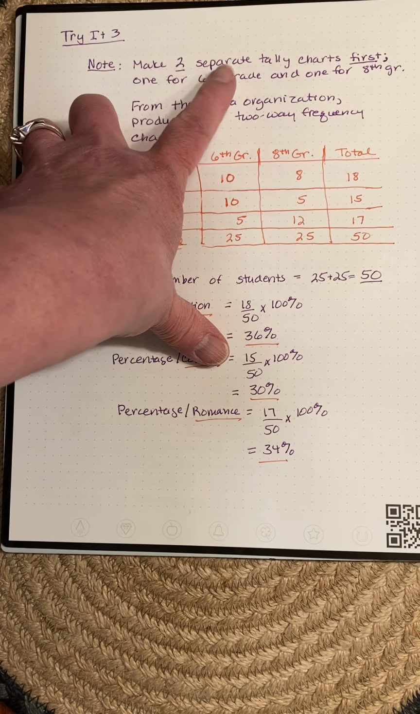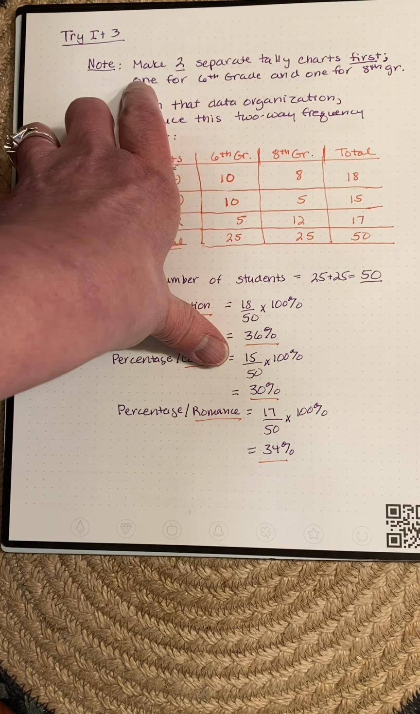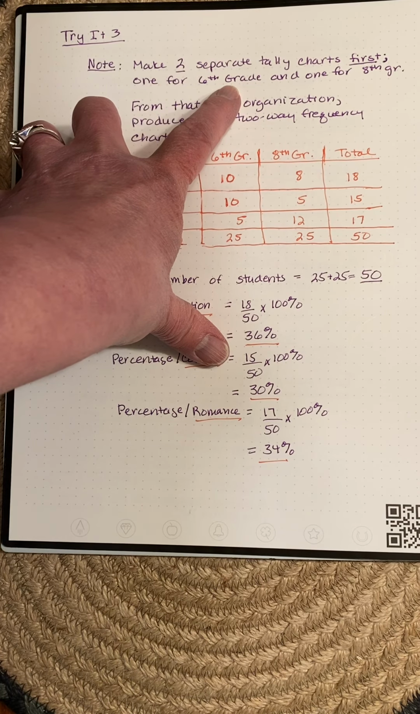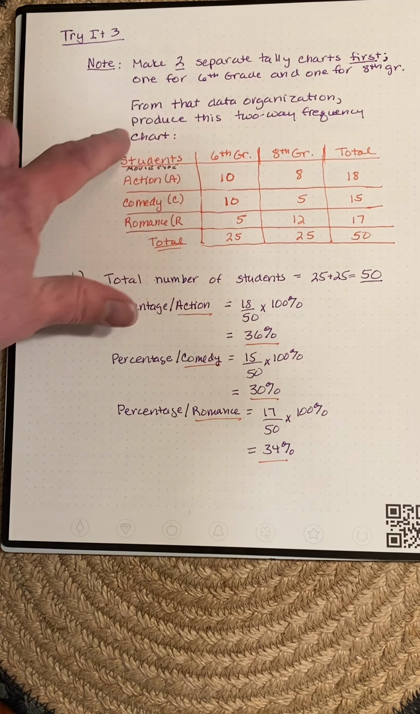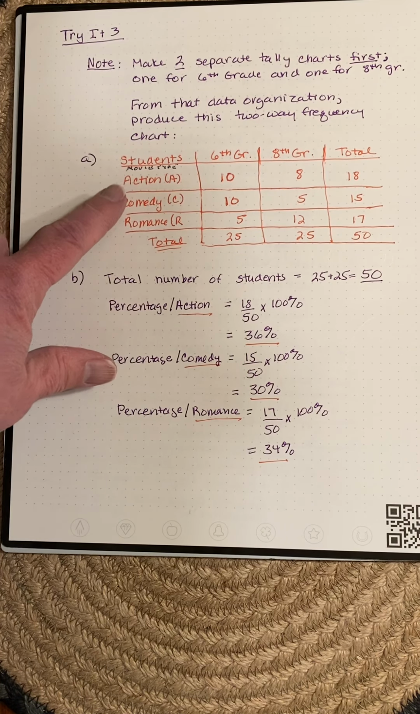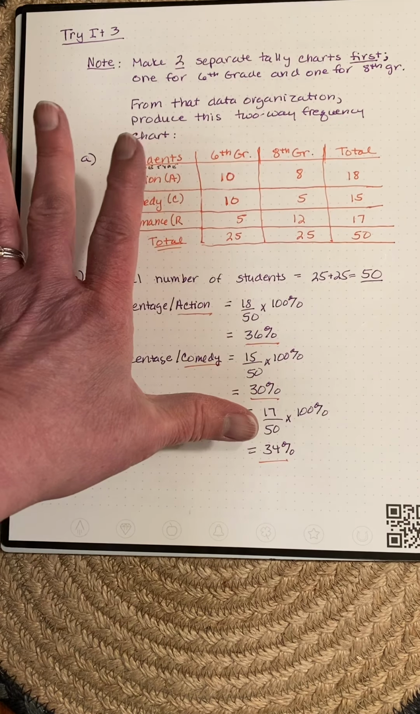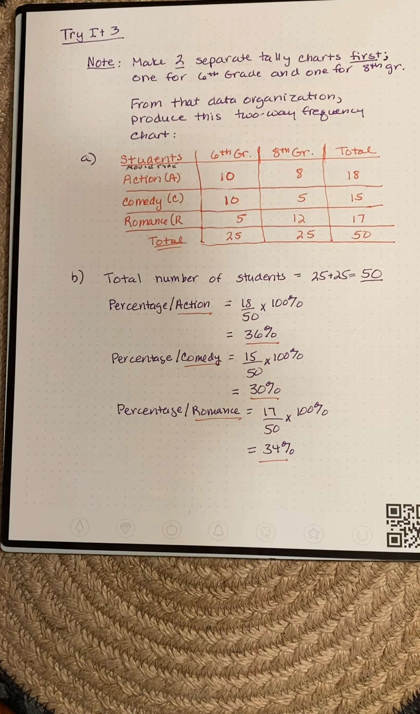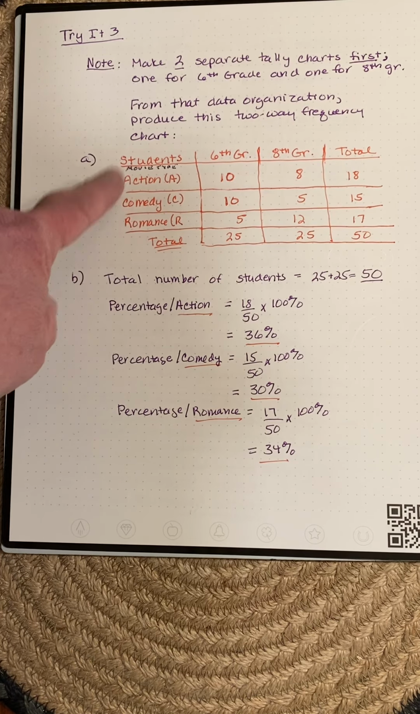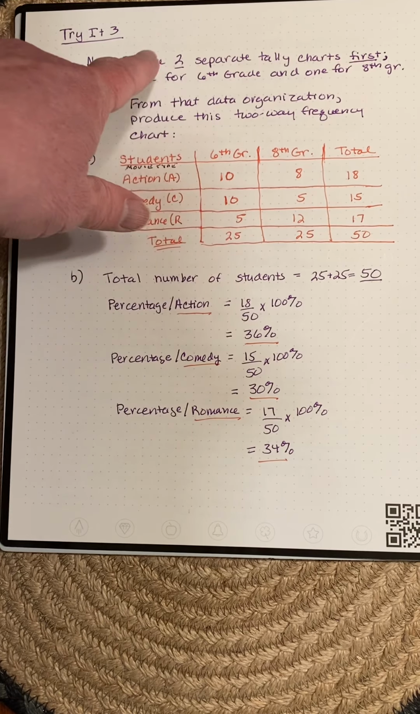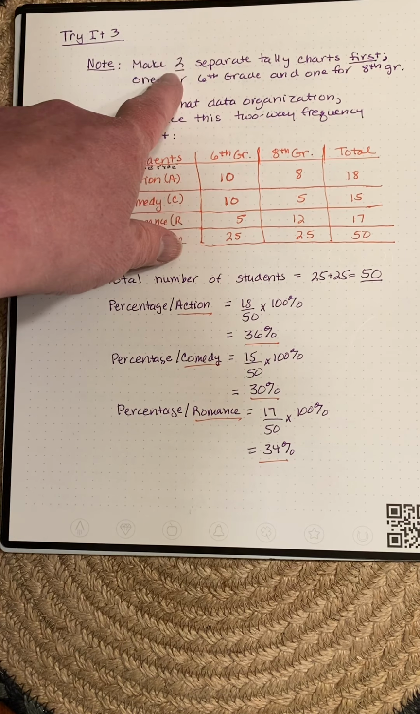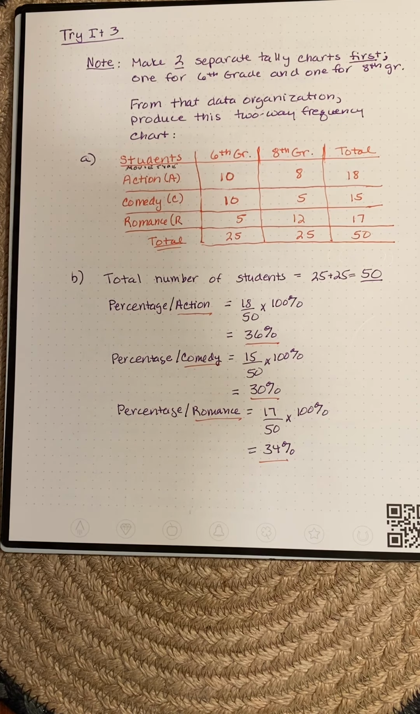But you make two separate tally charts. First, you make one for 6th grade, and then you make one for 8th grade. And that's where you do the tally charts to see how many action, how many comedy, and how many romance. First for 6th grade and then for 8th grade. After that, you take those two frequency charts and combine them into the two-way chart that is produced here. So from those two separate charts, you're going to get this. Before I got here, I had to do one for 6th grade and one for 8th grade. I did not include that. It's really important. You're going to need to do that step, even though you don't see it here.